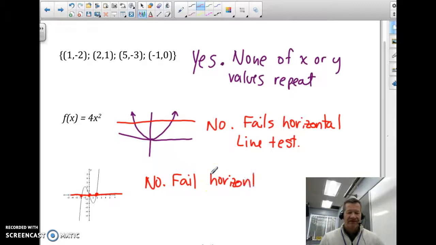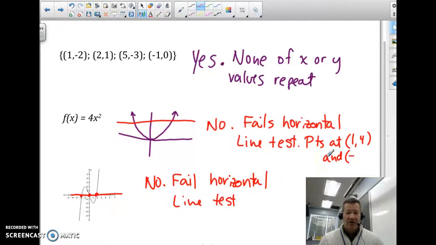By the way, for the second example, the 4x squared, rather than applying to the graph, we could say no because there are points at, for example, if I put 1 into that function, that would give me a y value of 4. If I put -1 into that function, I also get a y value of 4. So we could also say no because the y value of 4 repeats on 2 different points. Okay?